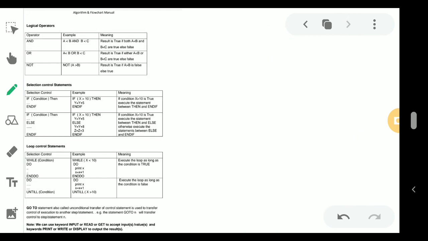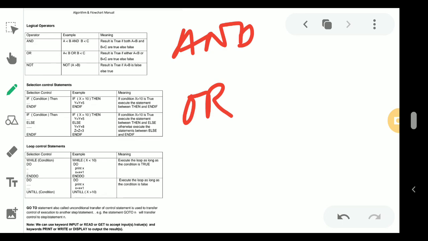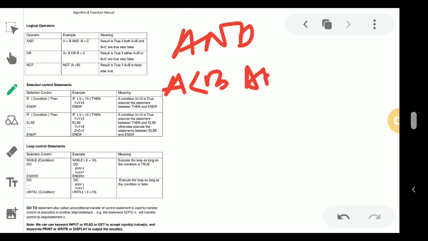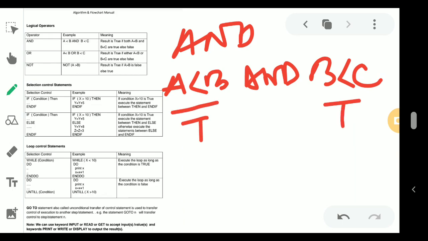Now we are moving to another kind of operators, that is the logical operators. It's very, very important. Logical means what kind of logic we are using. We are using the AND logic, OR logic, and NOT logic. Okay, one by one I am explaining. First I am explaining the AND condition. Suppose this is a condition: A less than B and B less than C. Both conditions need to be true, because AND means multiplication. If both the values are true, then only we are getting true as a value.